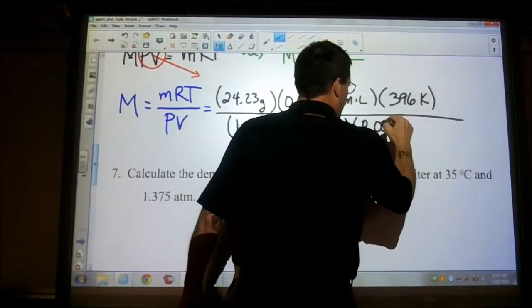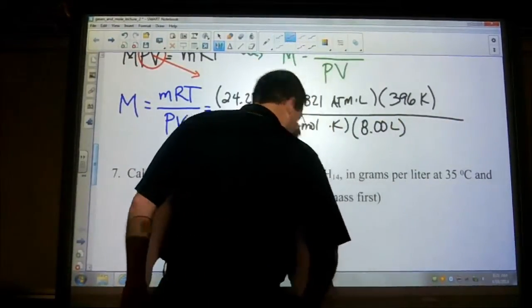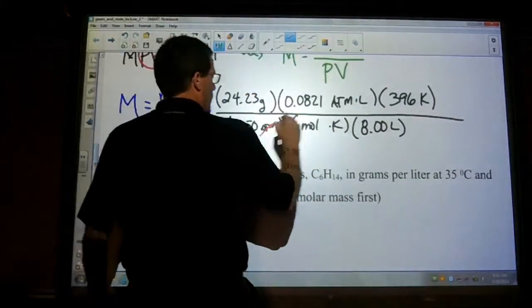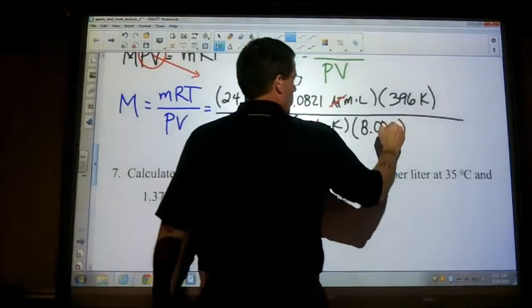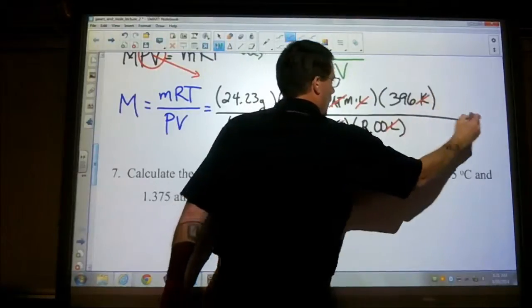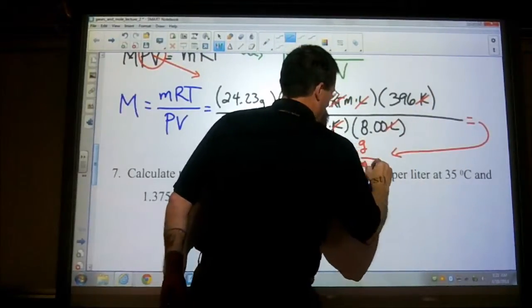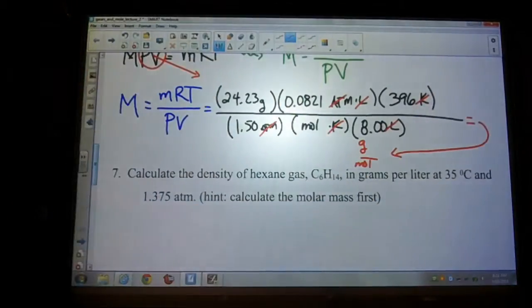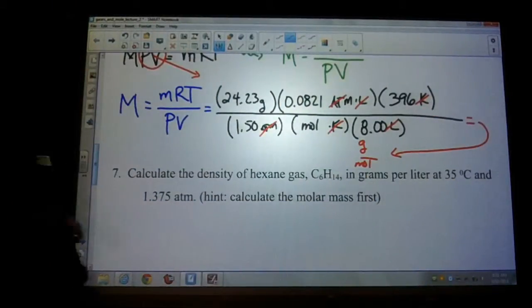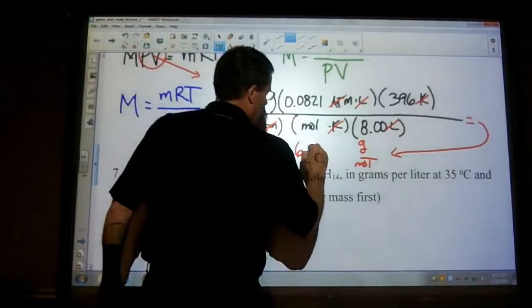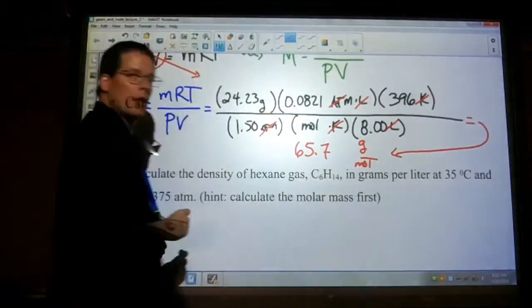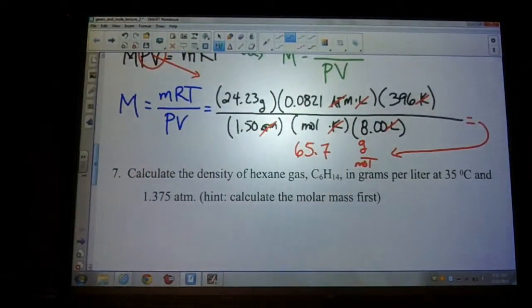I hear calculators going crazy back there, which is good. So again, the atmospheres can cancel, liters, Kelvin. So it gives us grams per mole. Anybody get a value? 65.7. Anybody else agree with that? 65.6. Tomato. We can live with that.